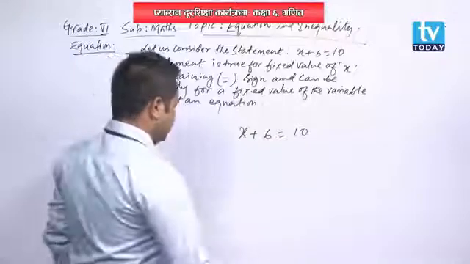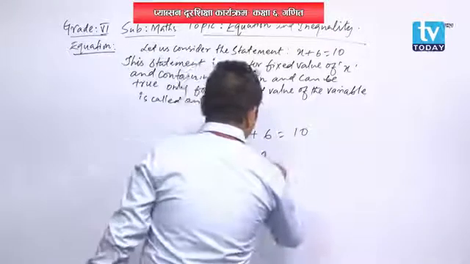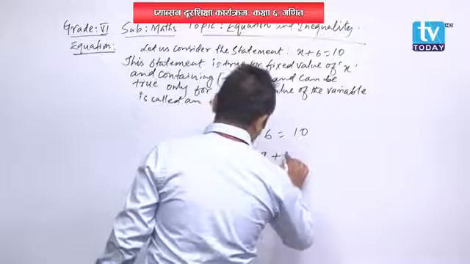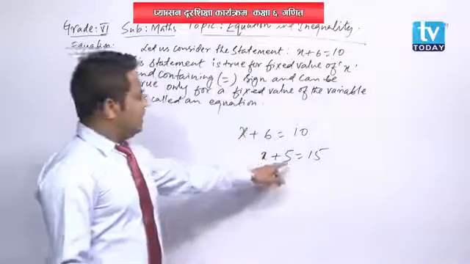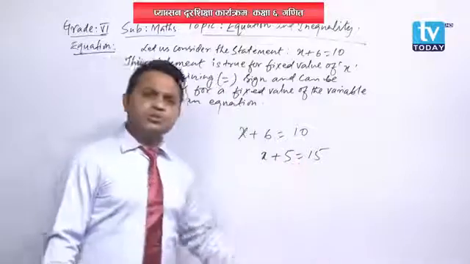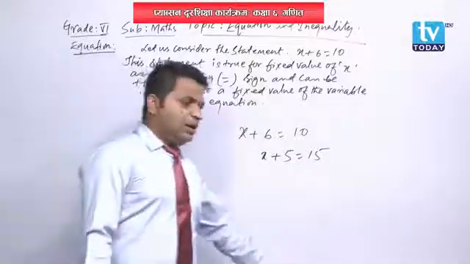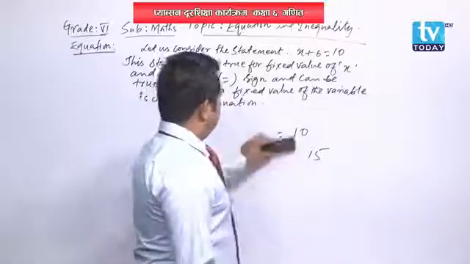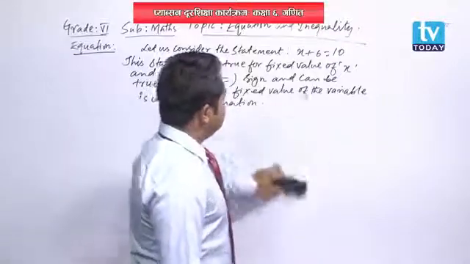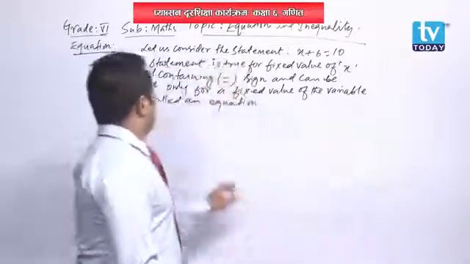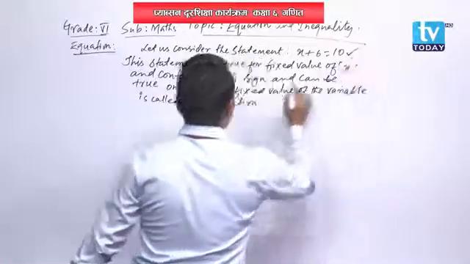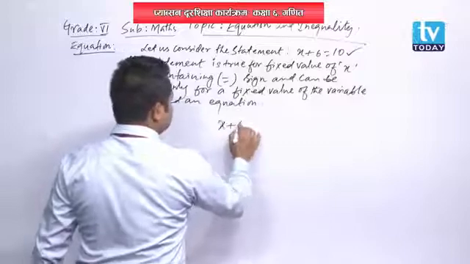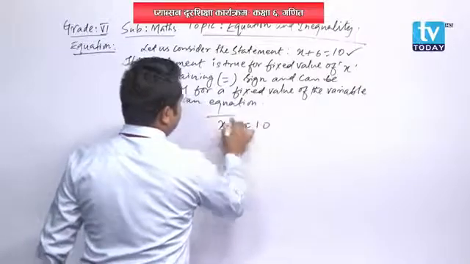Alright. And x plus 5 equals 15. This is also an equation. There is a variable and there is an equals to symbol. So, this is also an equation. Is that clear? Now, we will discuss this definition in detail. Let us consider the statement x plus 6 equals 10. We are considering this equation x plus 6 equals 10.